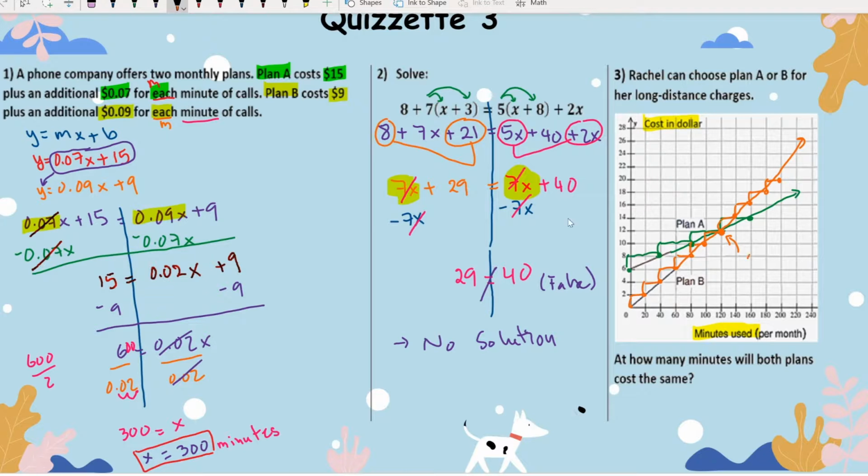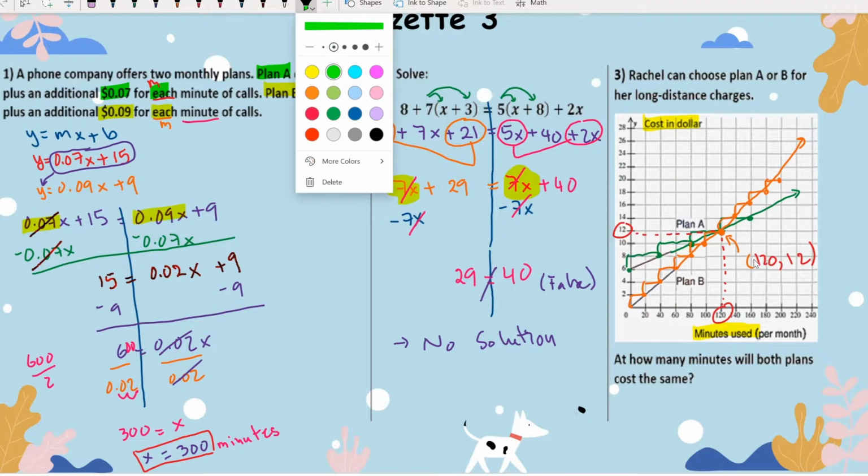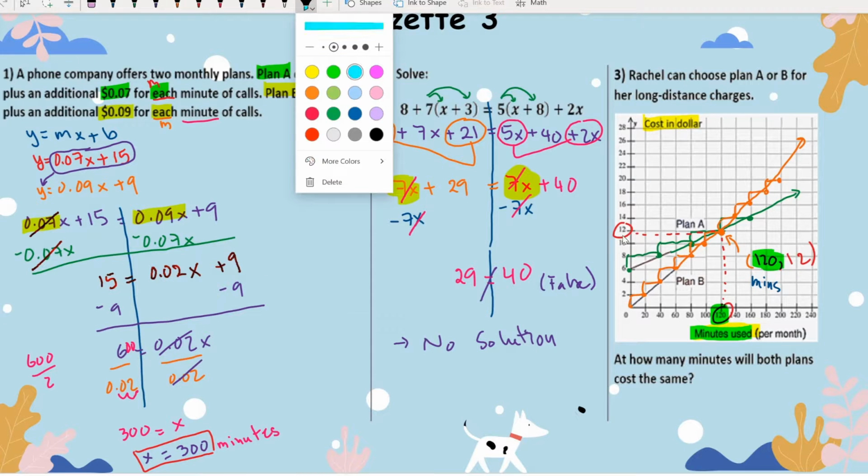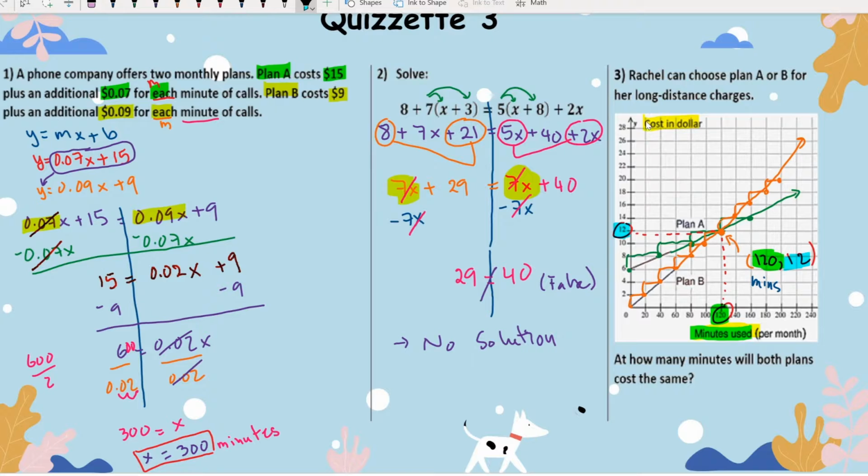So they cross right here, which is x value is 120, y value is 12. 120 and 12. What does it mean? 120 what and 12 what? So 120 comes from the x value, and x represents minutes used. So that is 120 minutes. And 12 comes from the y value. And y value represents the cost in dollars. So that is $12.